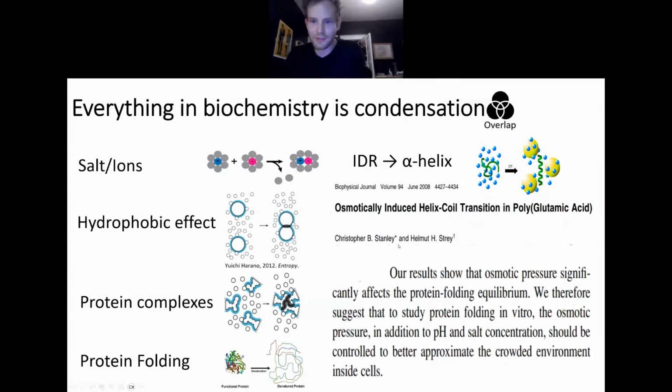And they say that our results show that osmotic pressure significantly affects the protein folding equilibrium. We therefore suggest that to study protein folding in vitro, the osmotic pressure, in addition to pH and salt concentration, should be controlled to better approximate the crowded environment in cells, which I think is really important to keep in mind when doing biochemical experiments in the test tube.